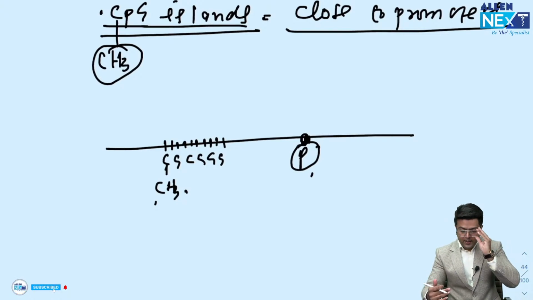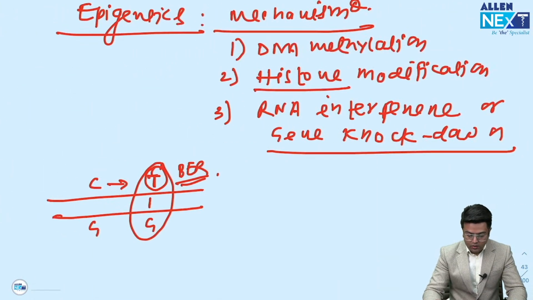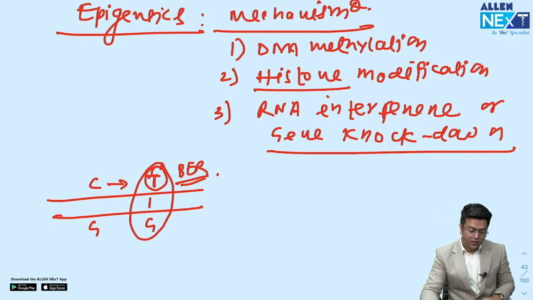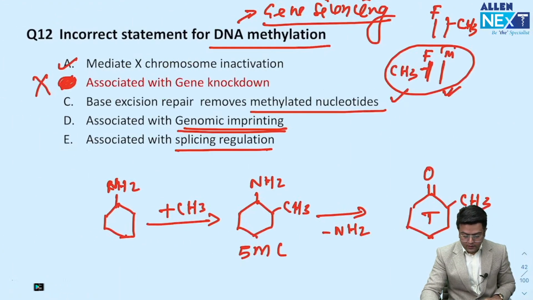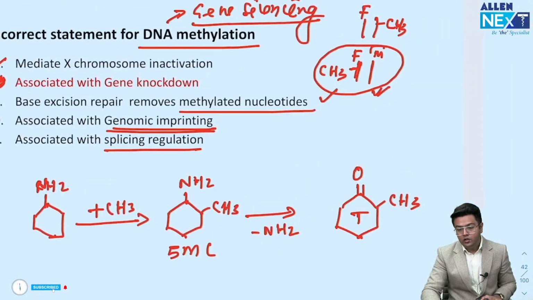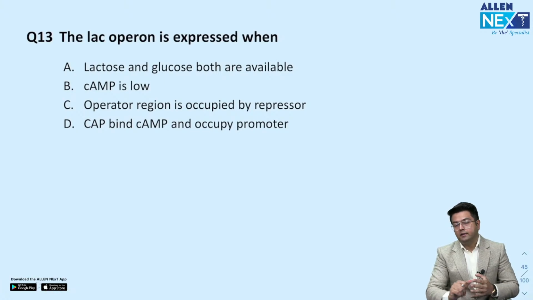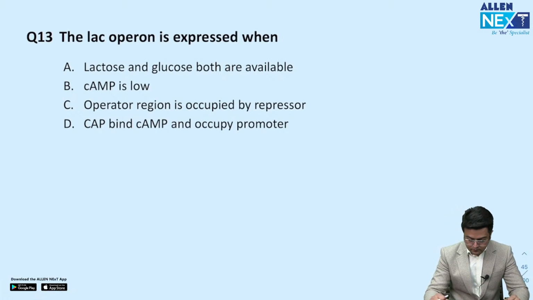There are various mechanisms regarding that, but they are out of our course. So let's move further. Fine, guys, so that is your question number 12. Done. That is regarding the process of epigenetics, DNA methylation. Clear? Yes. So now, guys, let's start.